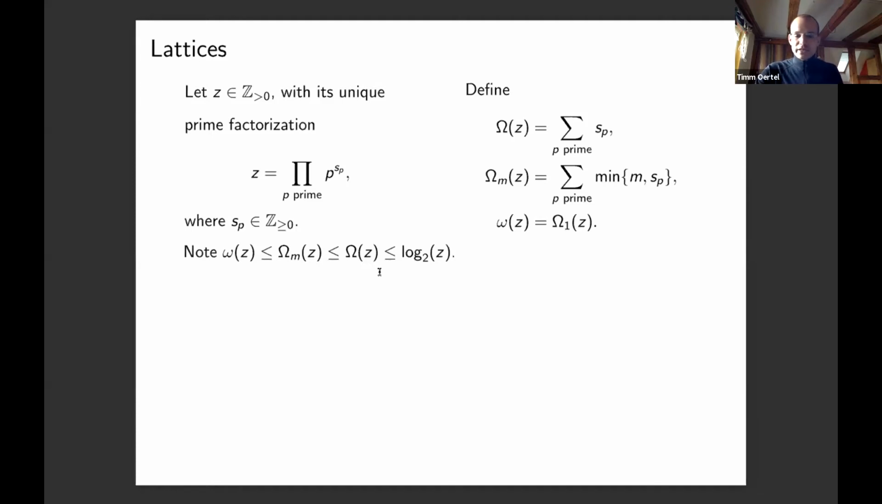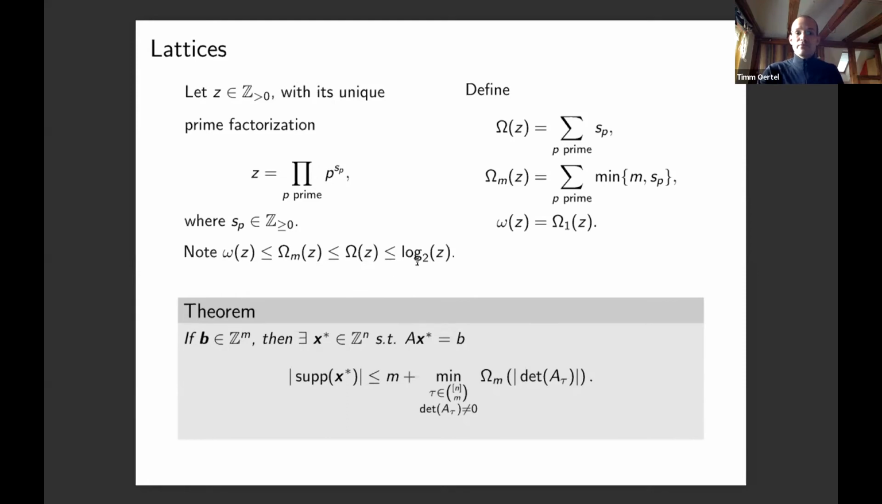With this notation, we can give right away the main theorem for the integer linear rank. It states that if we have any element b in our lattice Z^m, then we can always find an integer solution, x star, such that A x star is equal to b, and the support of x star is less than or equal to m plus the minimum over all possible minors from A of the corresponding truncated omega value of that.